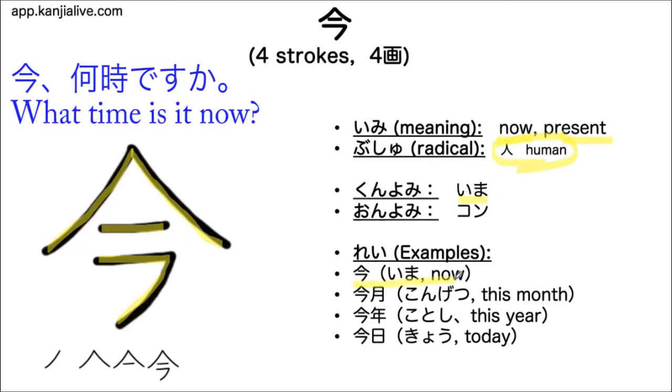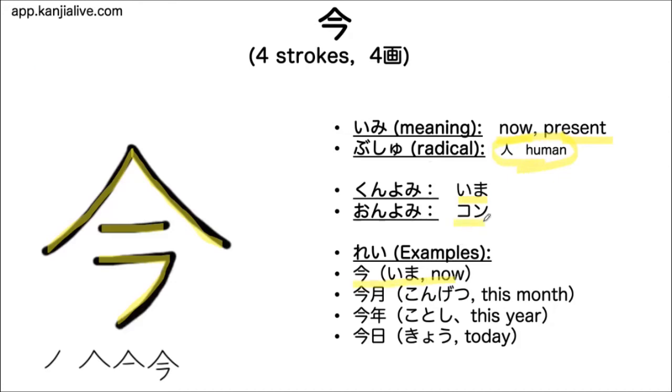So let's say, 今何時ですか? What time is it now? Then onyomi is kon. So for example here, 今月, which means this month. So kon is here, right? Then getsu is month. And then getsu actually has another reading, which is tsuki. So tsuki means moon.